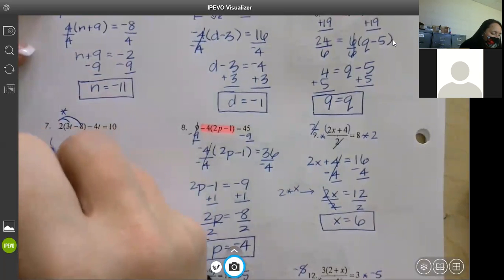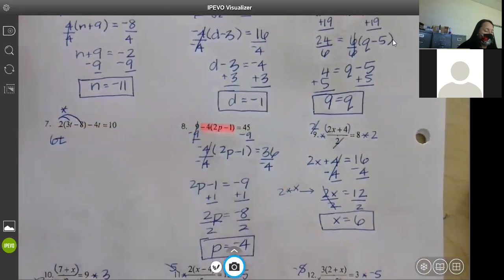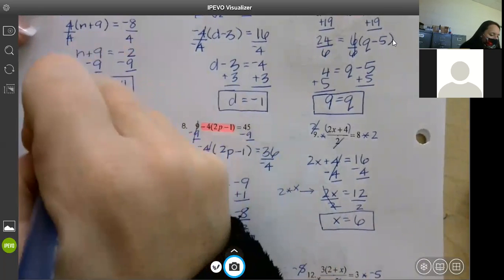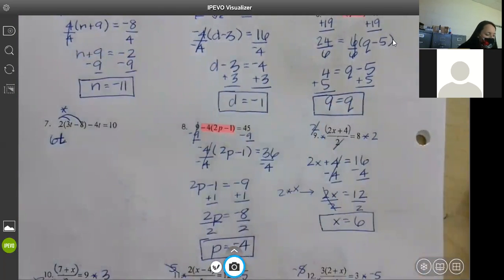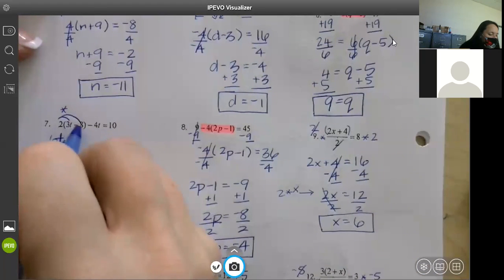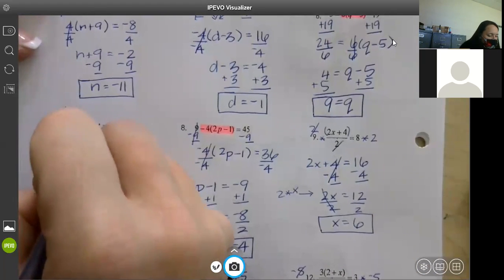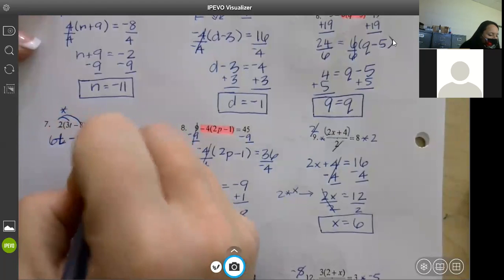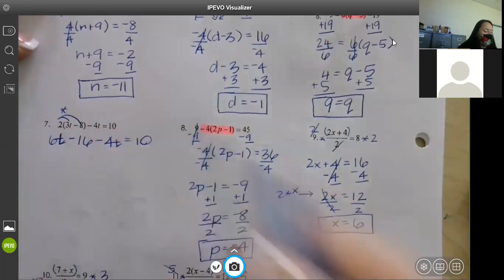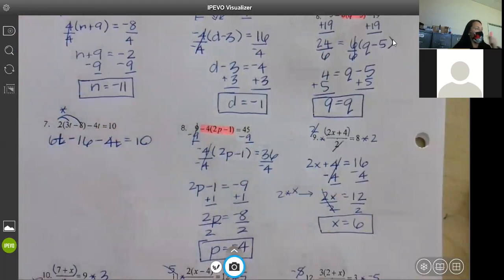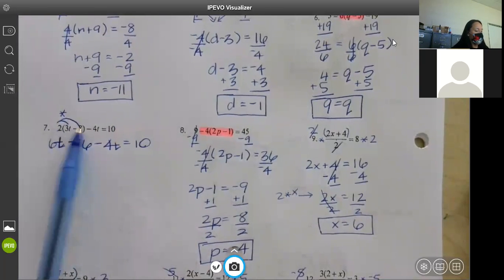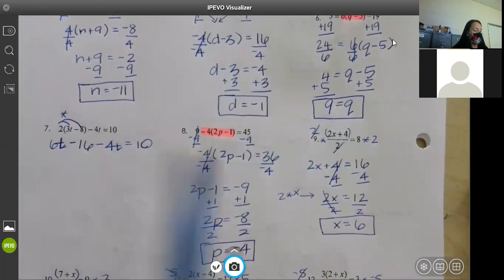2 times 3 is 6, and there's a t. I always make my t's look really weird so that you don't get them confused with plus marks. So I put a little tail on them. And then we have 2 times -8, which is -16. And then we finish it out with a -4t equals 10. Okay, one more time. If it's outside of parentheses, distribute it. You guys should already know how to do that. 2 times 3 is 6, and put your like term on there, that t. And then 2 times -8 is -16. Finish out the equation. -4t equals 10.